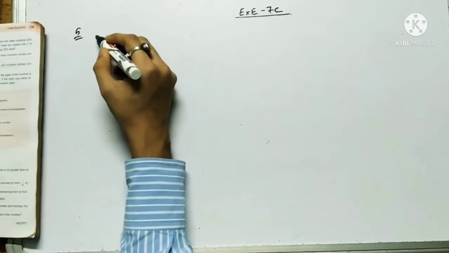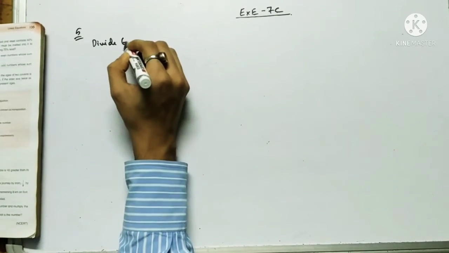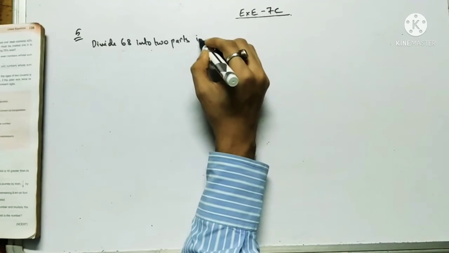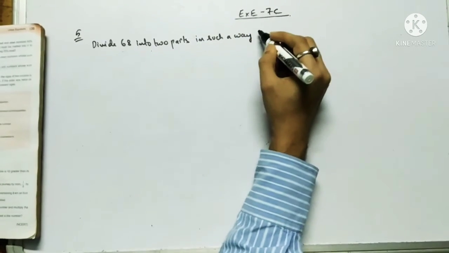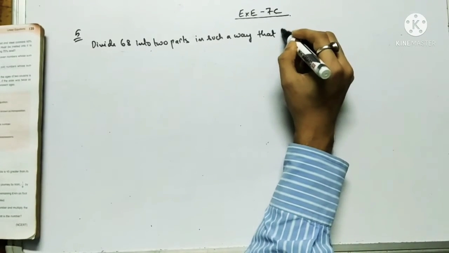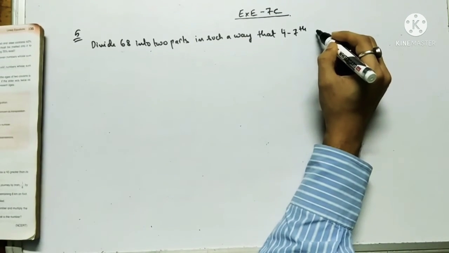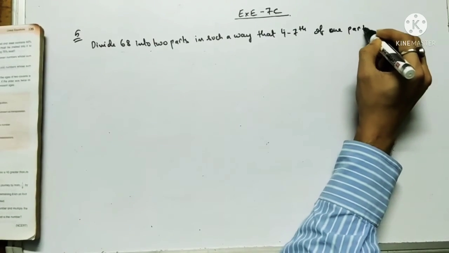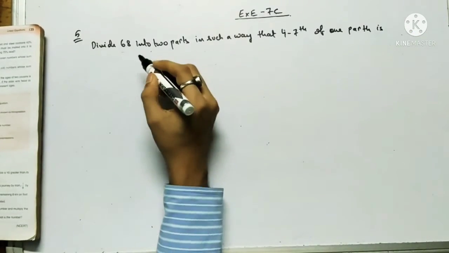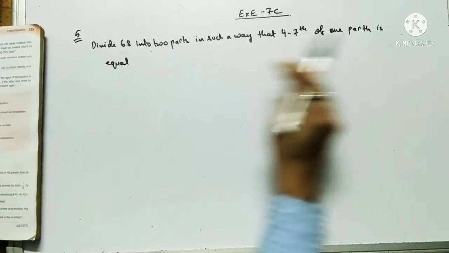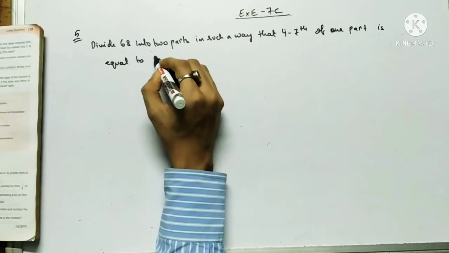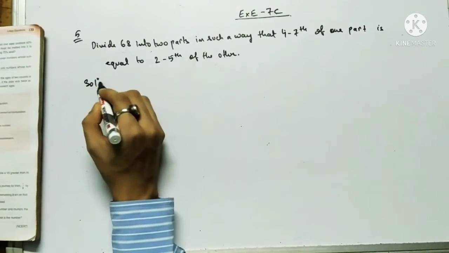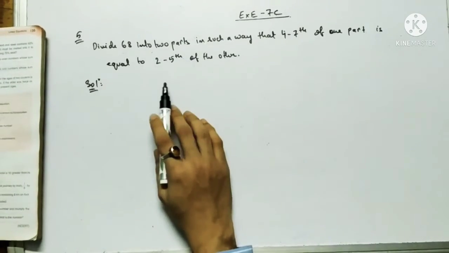Next you see question number 5, saying that divide 68 into 2 parts in such a way that 4/7 of one part is equal to 2/5 of the other.